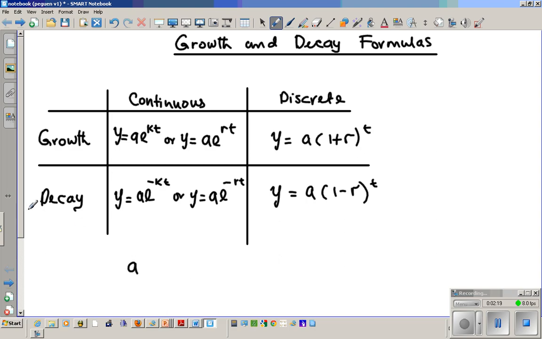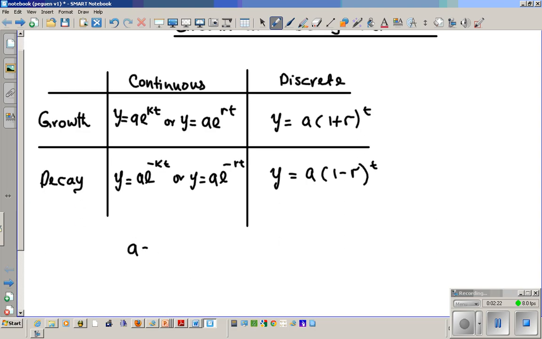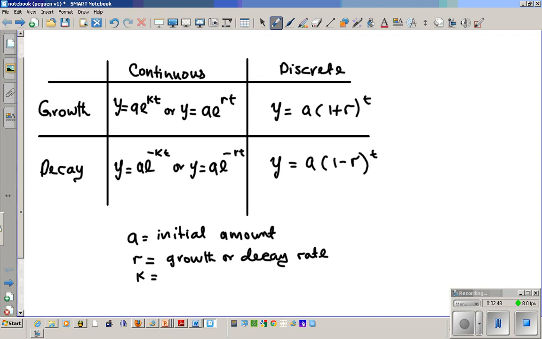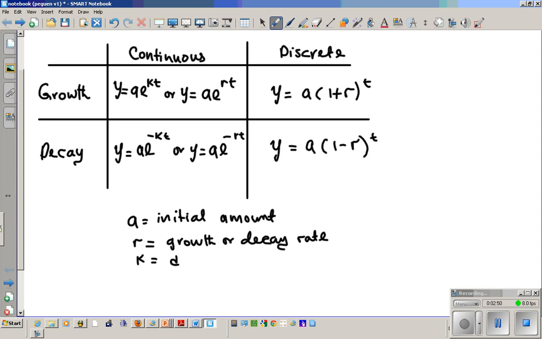A is the initial amount, r is the growth or decay rate, k is known as the decay constant, decay or growth constant.